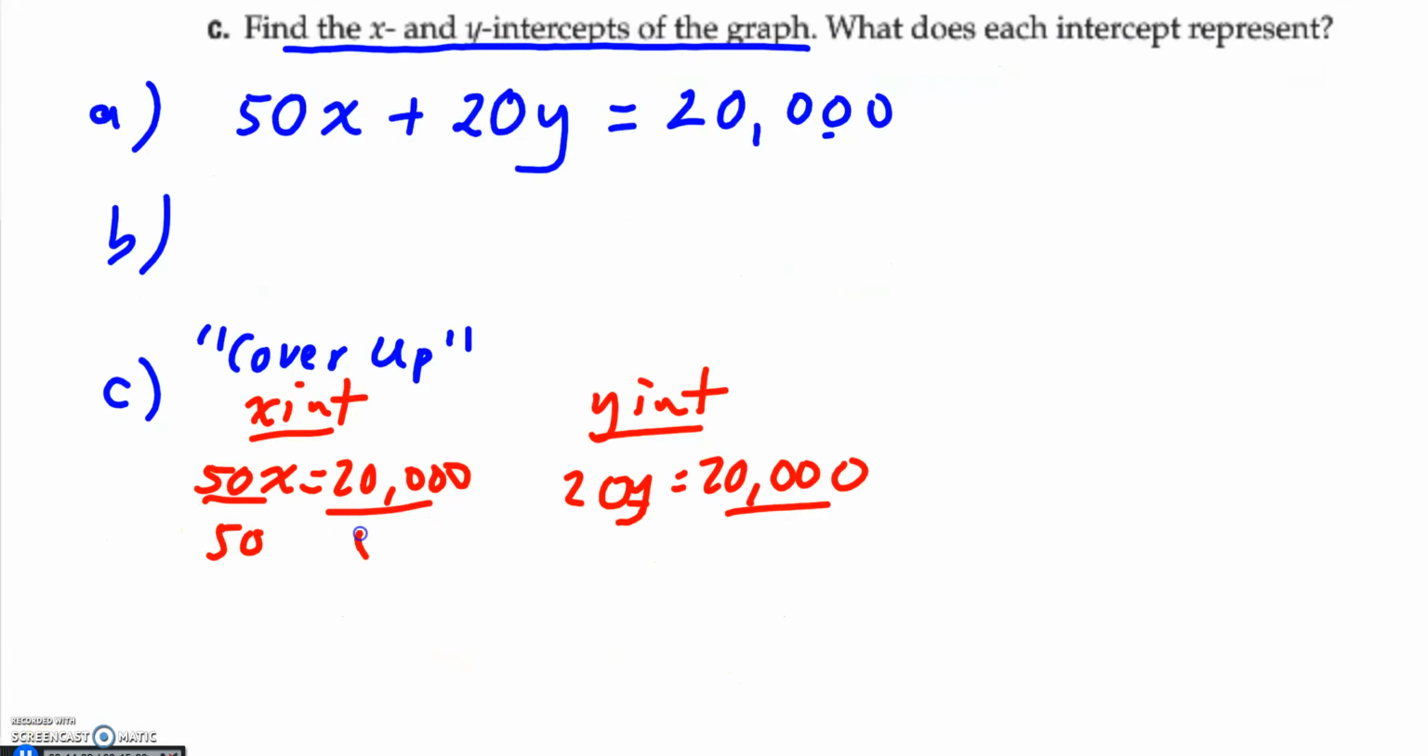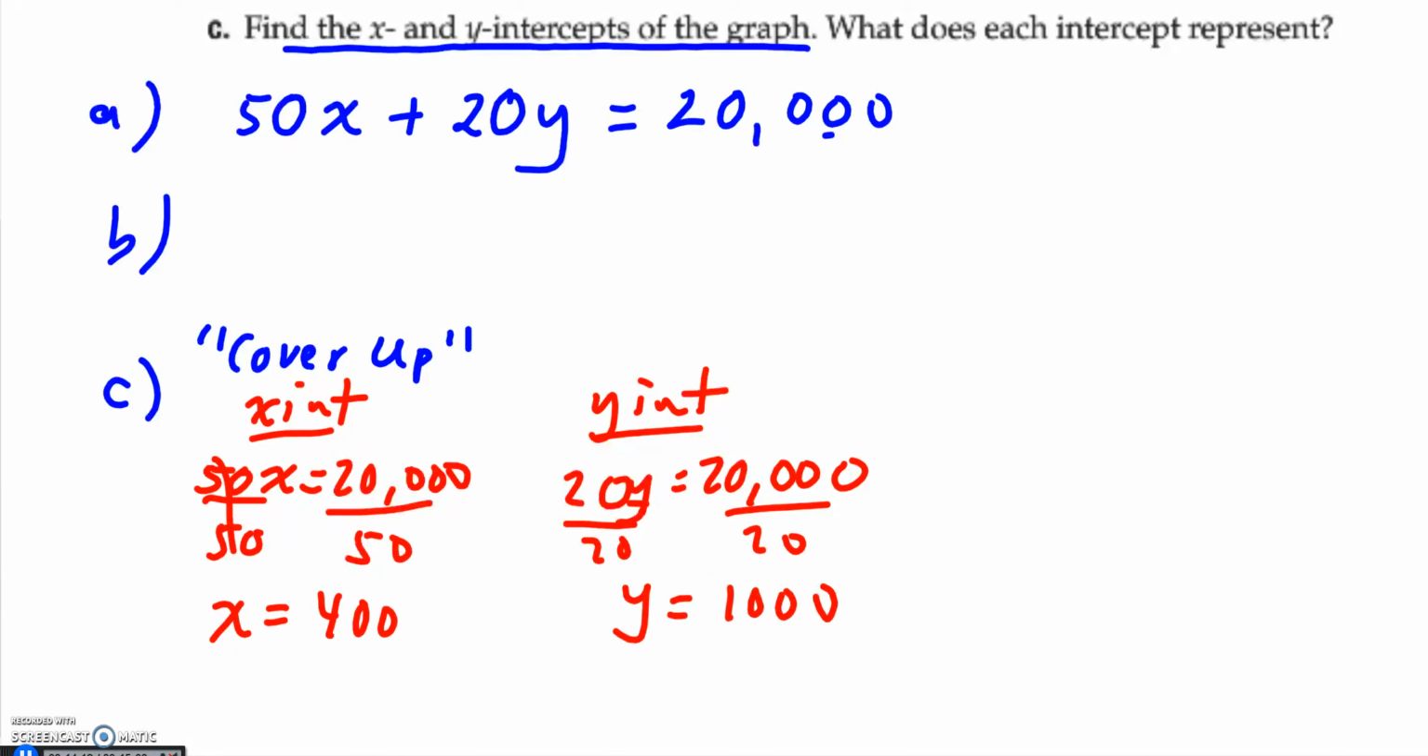If I keep solving both of these and divide by 50, I would get x equals 400 here. And if I divided by 20, I would get y equals 1,000 here. So if I wrote this as an intercept on the x-axis, this is the x value and 0 is the y value. On the y-axis, 1,000 is the y value because you're finding the y-intercept, and 0 is the x position.